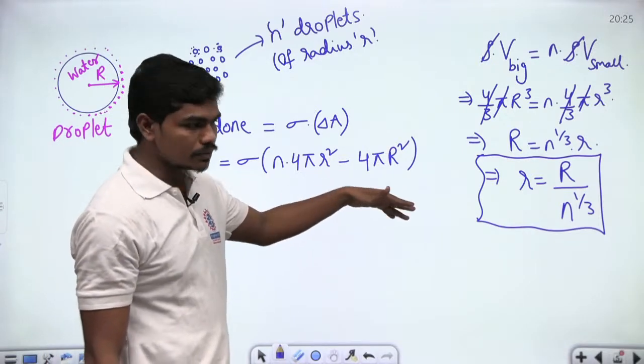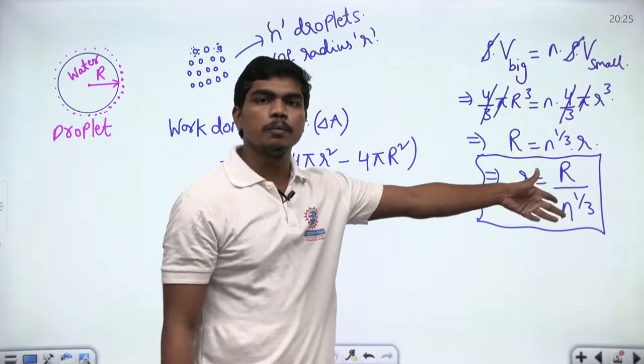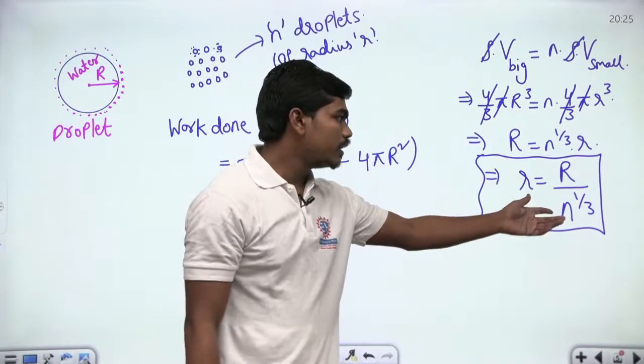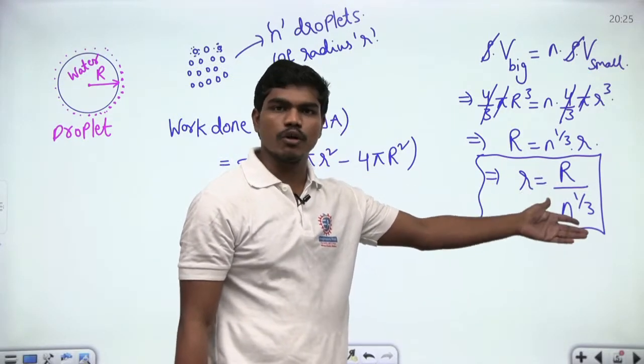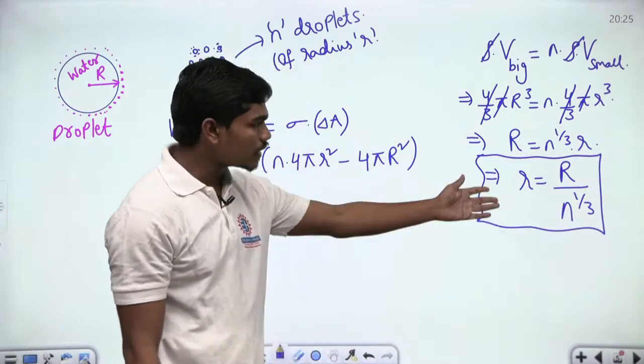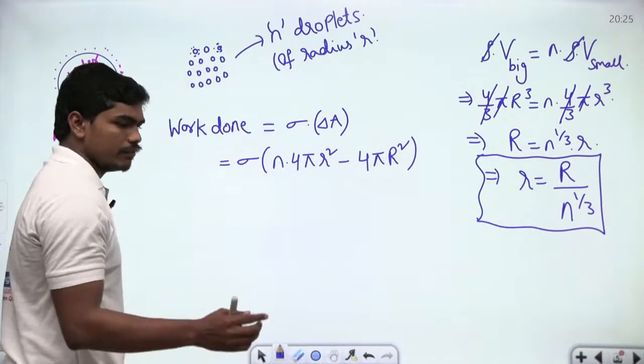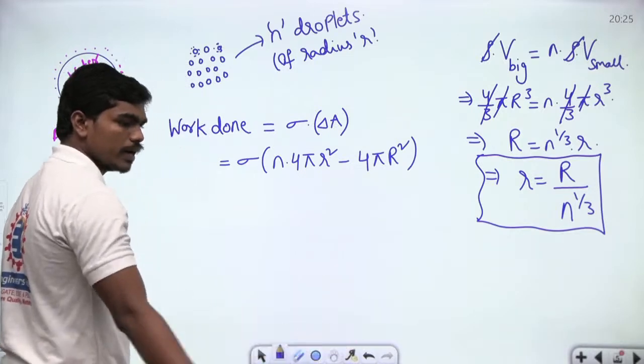And many times in exams, this n will be given as a cube number. For example, n can be given as 8, 64, 125 and so on. So calculations come a bit easy here. Okay. Fine. Vamshi, Prithvi, Shubha, Madan Kumar and all.